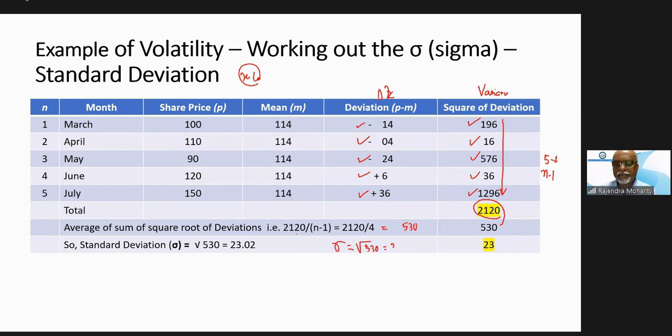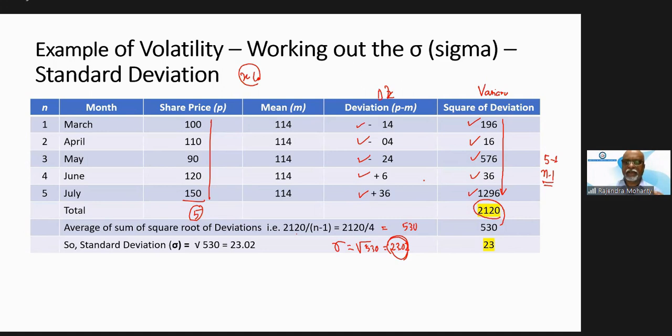530 is the average of the sum of squares of the deviations. Now the standard deviation equals the square root of 530, which becomes 23.02. The only thing to remember is that while taking the average of the squared deviations, you always have to use n minus 1, not n. Earlier we used n, because we divided the total by 5 to get the mean. But here we have to use n minus 1.